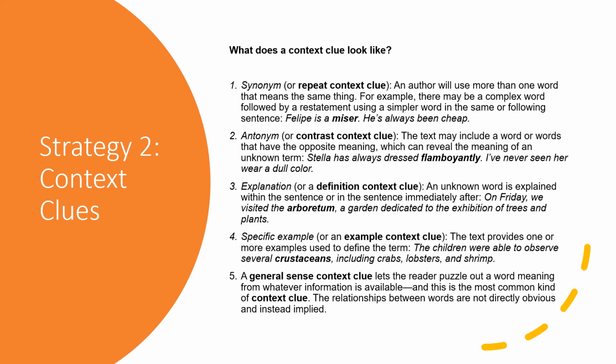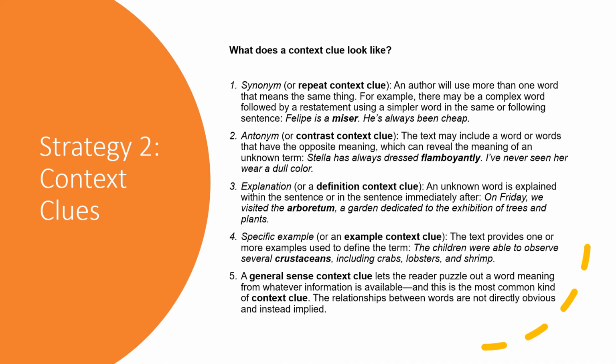Authors also use specific examples. So the text provides one or more examples used to define the term. The children were able to observe several crustaceans, including crabs, lobsters, and shrimp. So in case you didn't know what a crustacean was, they gave you 3 different kinds of things that you may know the meaning of to help you understand what they're talking about for crustaceans.